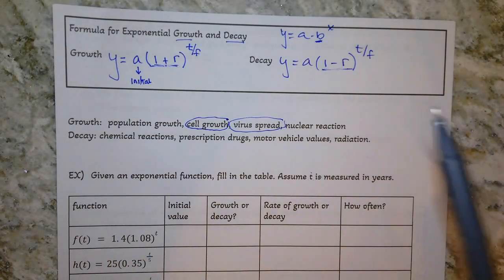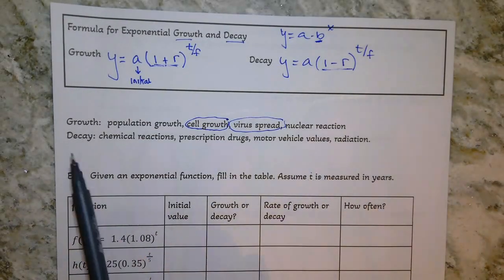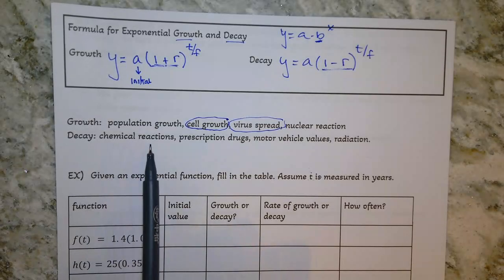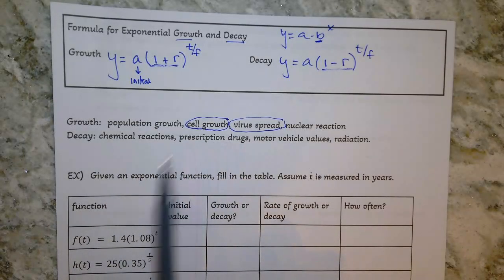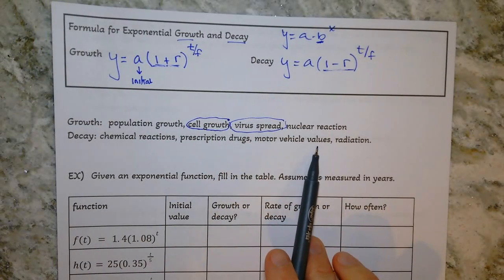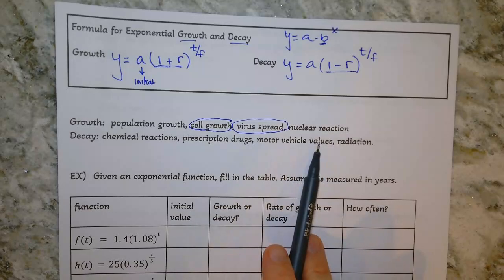Decay, sometimes these are positive things, again, or negative things. Chemical reactions, maybe you've talked about in your chemistry class. Prescription drugs, as you take a drug to help heal something in your body, that dosage decreases exponentially in your body. Motor vehicle values decrease exponentially when you drive them off the lot brand new.